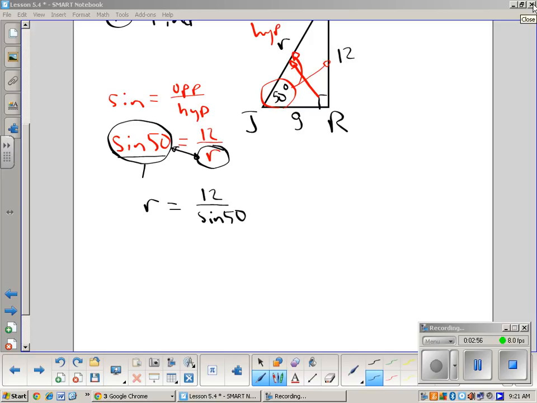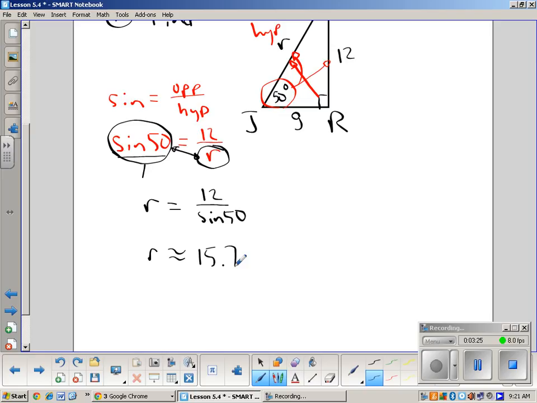All right. So whatever it is, make sure that you switch places with the whole thing. And so R is about what? 15.7, if I round to the tenths place. 15.7.